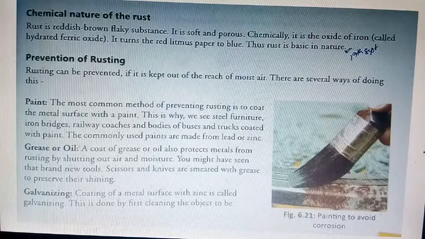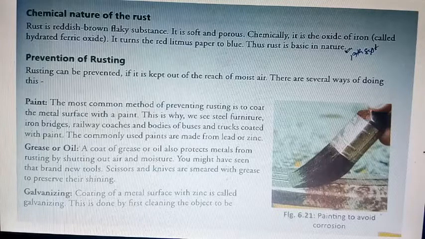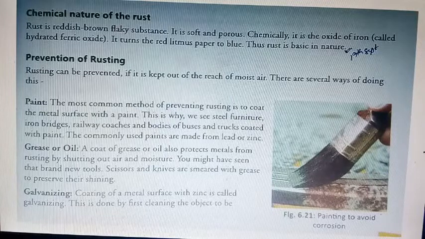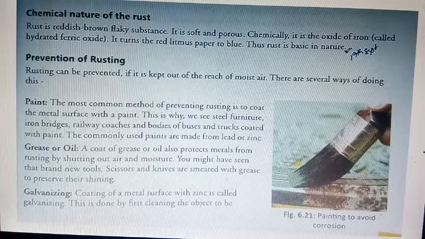Then what are the different ways by which we can keep iron away from moist air? Number one is paint. If you paint iron articles, until iron comes in direct contact with air and water, it does not get rust. So the paint does not allow air and water to come in direct contact with iron. You can see here figure 6.21, painting to avoid corrosion.